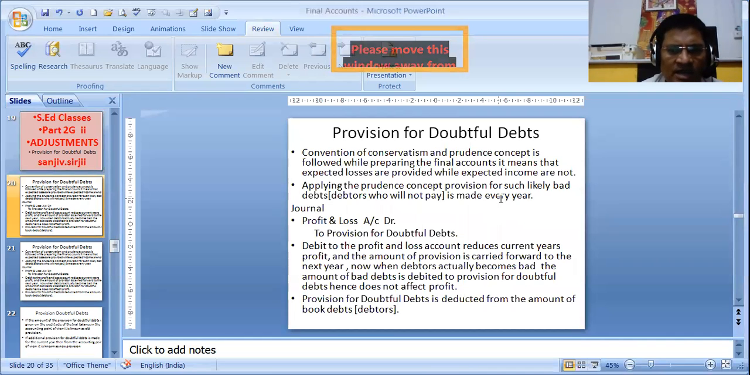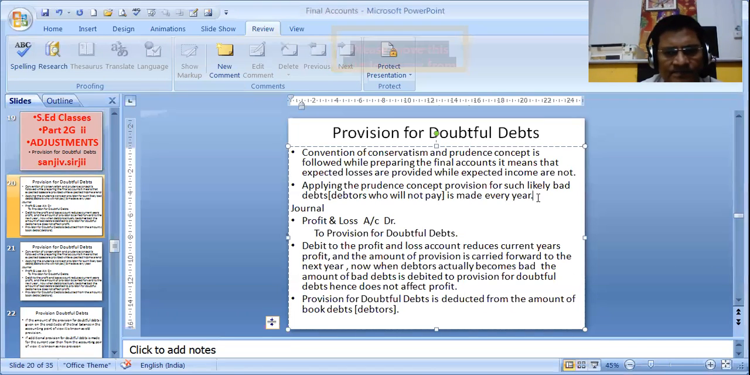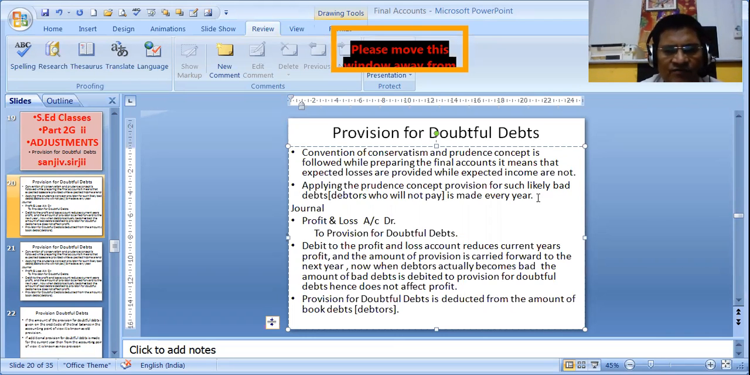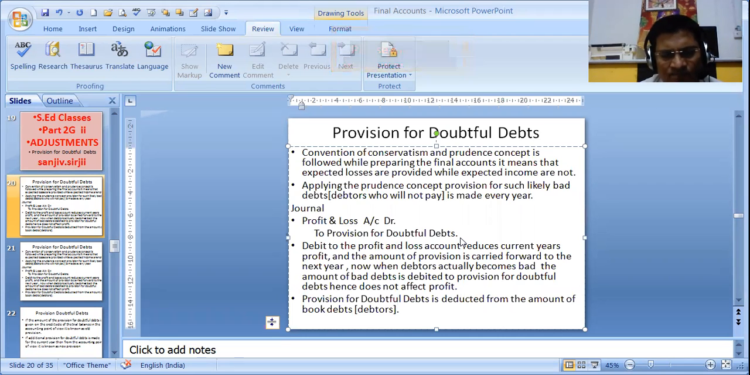Applying the prudence concept, a provision for such likely bad debts, that is, debtors who will not pay, is made every year. Because of the conservative principle, we know that some of our customers will not pay back the money. So the business, as a prudence concept, prepares a provision for that. When they create the provision, the journal entry is: profit and loss account debit to provision for doubtful debts. Because of this provision, profit reduces. So we debit profit and we show the lesser profit in the books because of the prudence principle.